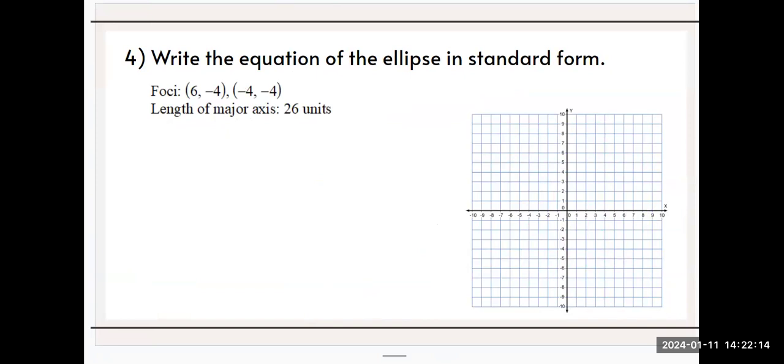Okay, here we go. From the foci, we're going to be able to find the center because it's in the center of the foci. We're going to be able to find C. From the major axis, we can find A, and then we'll go from there. This time, I'm going to start without a graph. So I'm going to find the center. Again, you can use the midpoint to do that. So we're going to add the x coordinates and divide by 2. Add the y coordinates, divide by 2. Go ahead and do that. What do we get for the center?